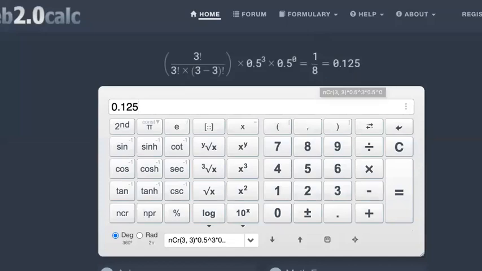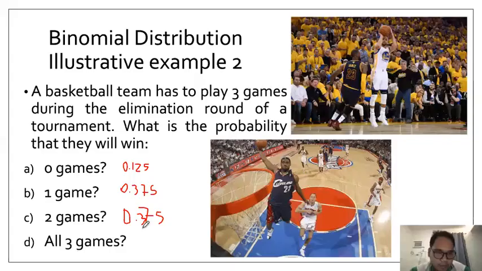By the way, it's going to be 0.125. So basically, it's 0.125 plus 3.75 plus 3.75 plus 0.125. If you sum them all up, it will add up to 1, which is what we want in a probability distribution, by the way. So let's move on to the next example.